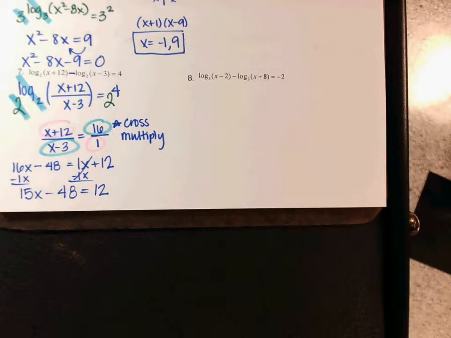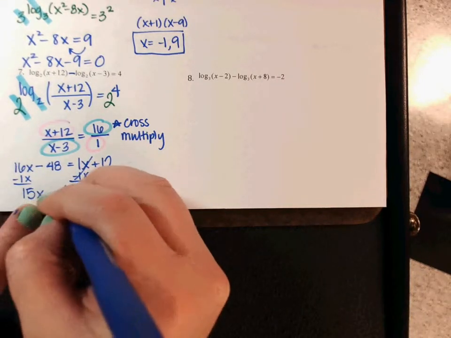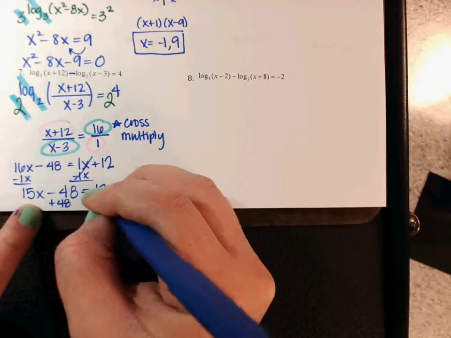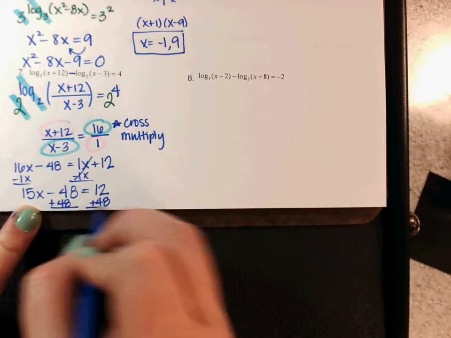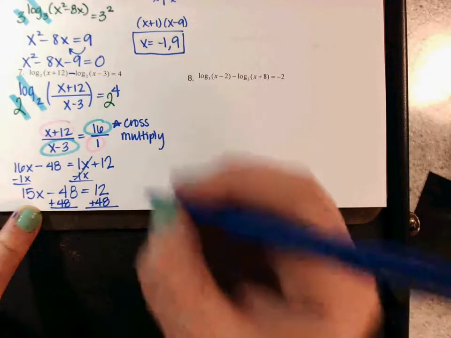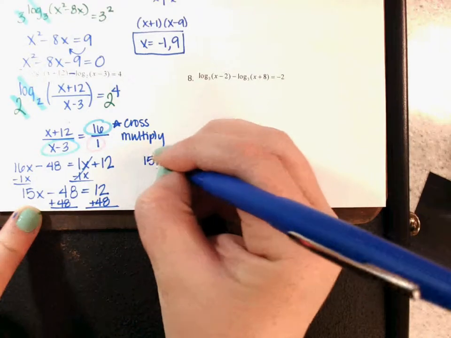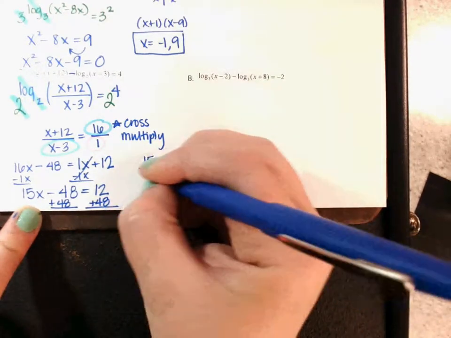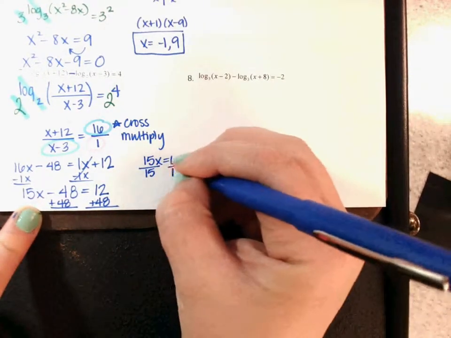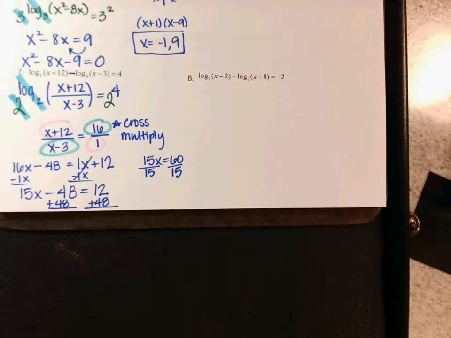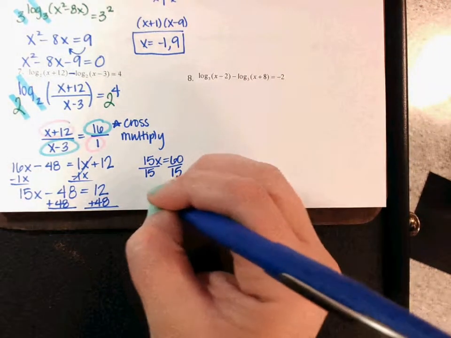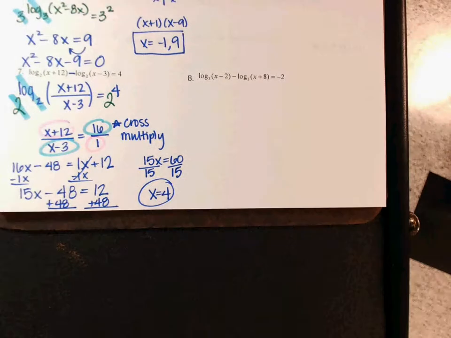Then to get rid of the minus 48, I'm going to have to add it across. So plus 48, plus 48. What is 12 plus 48? Then 15x is 60. Last step, divide by 15. And that gives me that x is 4.